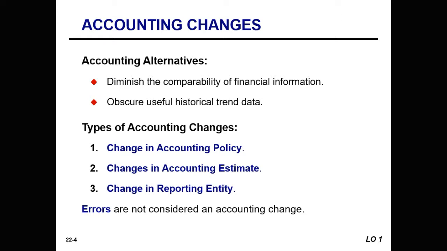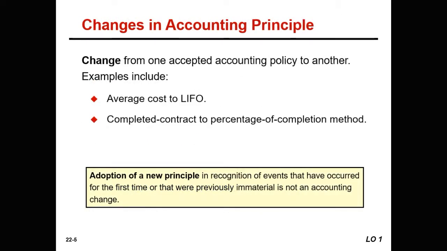And then a change in the reporting entity. A change from reporting as one type of entity to another type of entity. So an example of this is a change of specific subsidiaries comprising the group of companies for which consolidated financial statements are prepared. Errors are not considered an accounting change. Financial statement errors result from mathematical mistakes, mistakes in applying accounting principles, or oversight or misuse of facts that existed when preparing financial statements.